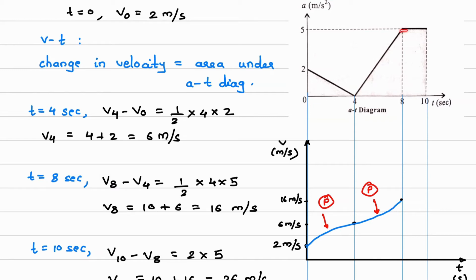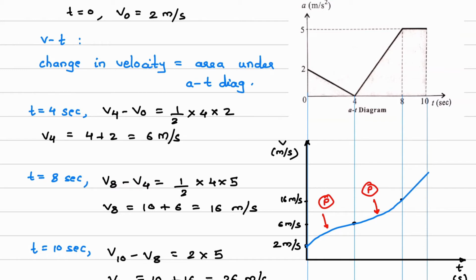So acceleration is constant, right? This is constant acceleration, so uniform acceleration motion from 8 seconds to 10 seconds. So in this part, the velocity will be linear. Acceleration is dv by dt. Acceleration is constant, so the slope should be constant. Acceleration is positive, so the slope should be positive. So the line will be like this.